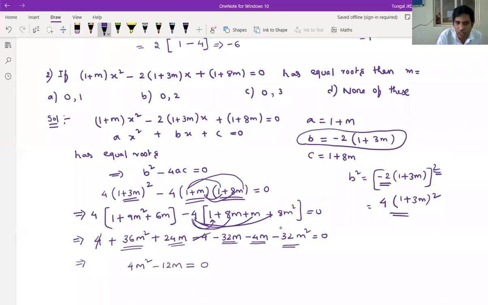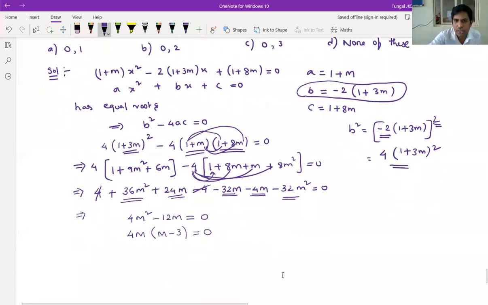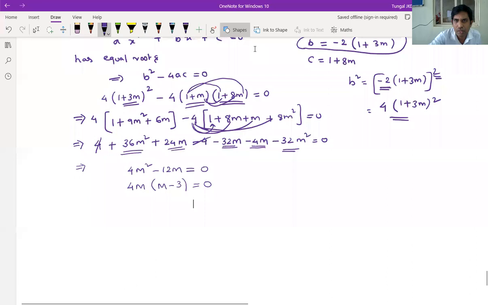Now observe. What is common in this? 4 is common. Next, what is common? m is common. What remains? 1 m remained here. Here what remained? 3 remained. Understood? Is equal to 0. The step understood everyone? 4 taken common, m also taken common, remaining m and 3.